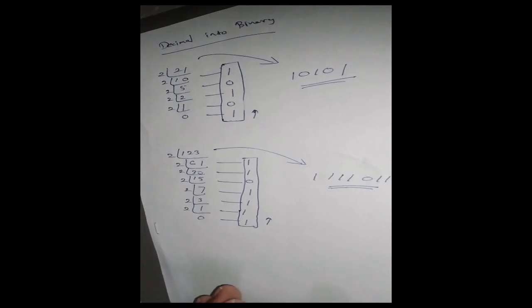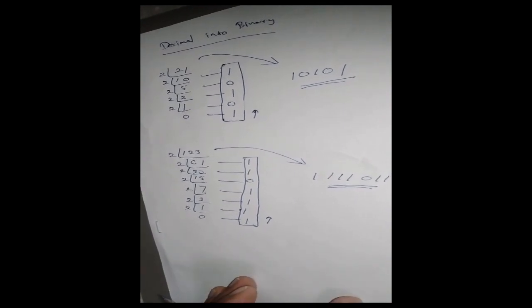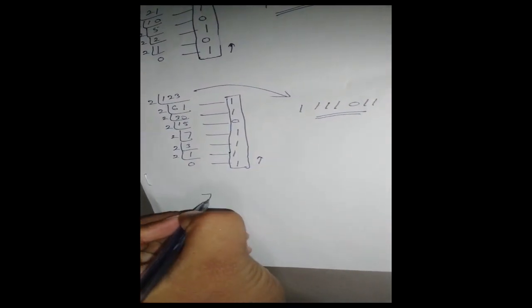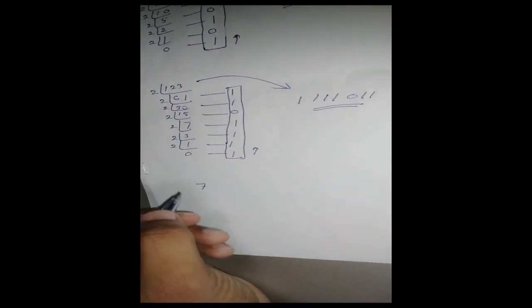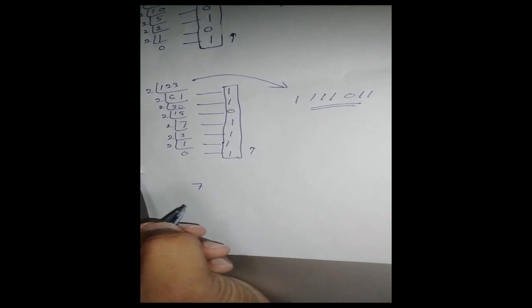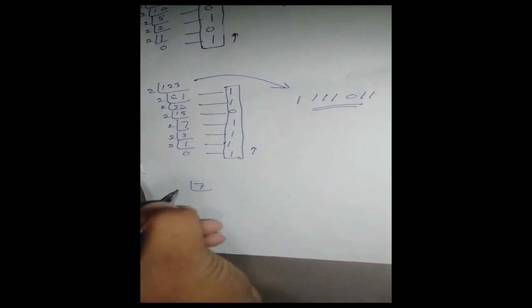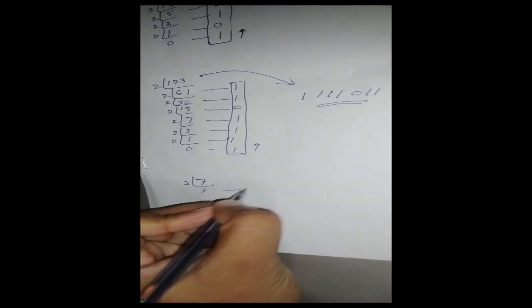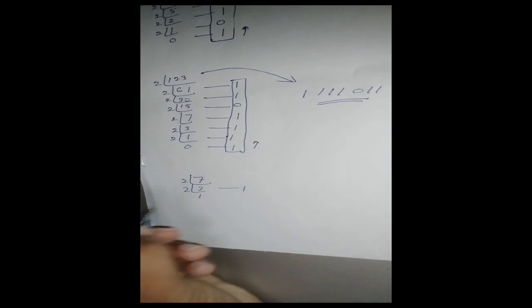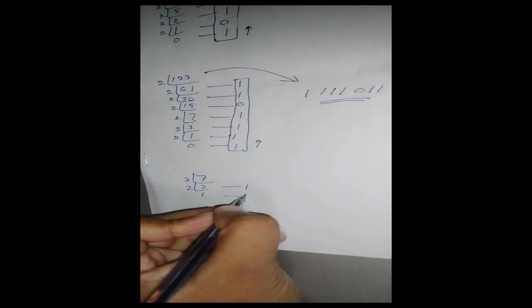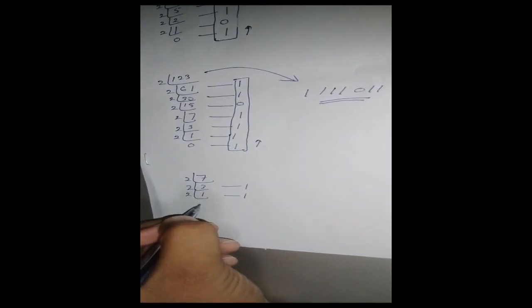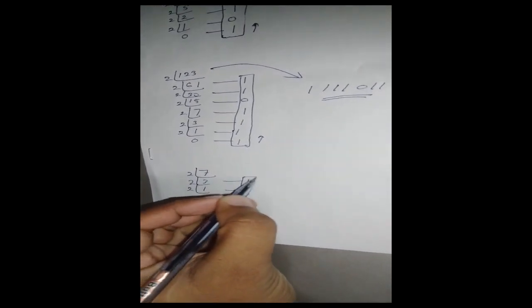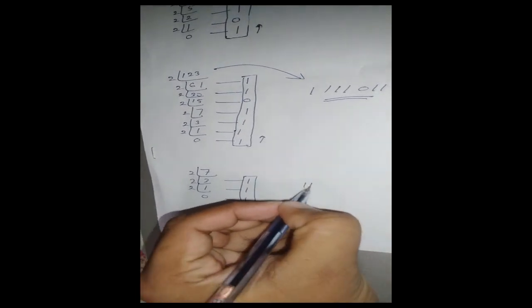Okay, right. Let's do another conversion. Let me take number 7. Let's see what binary value we will get for number 7. Divide by 2, it's 3. 2 into 3 is 6, and the remainder is 1. Divide 3 by 2, it's 1, and the remainder is 1. Divide 1 by 2, it's 0, remainder 1. With all these values, it's 111.